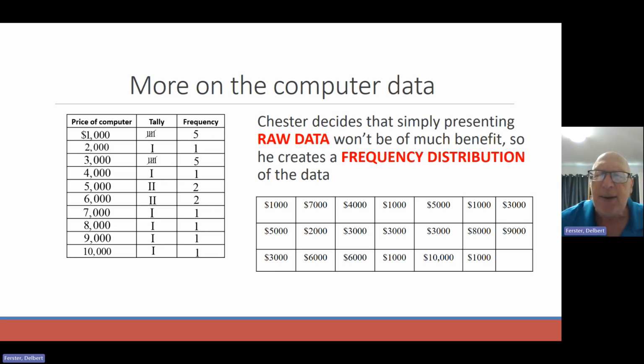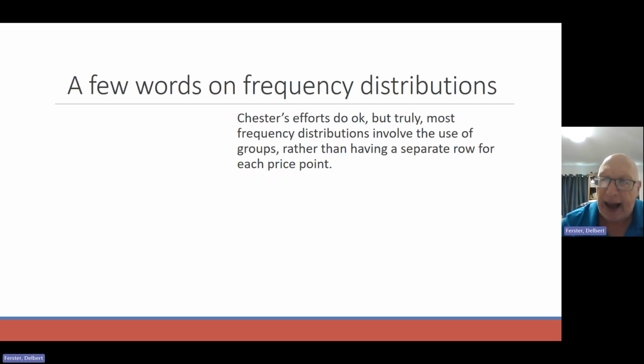Sadly, not many frequency distributions are a single number on each class. Most tend to be a range of numbers on each class. So Chester may decide that, okay, well, that's nice, but I wouldn't do it that way if instead of only 10 prices, there were maybe 70 different prices. I wouldn't want to do it in that context. I might choose to change those class levels, and that's what you're going to see next.